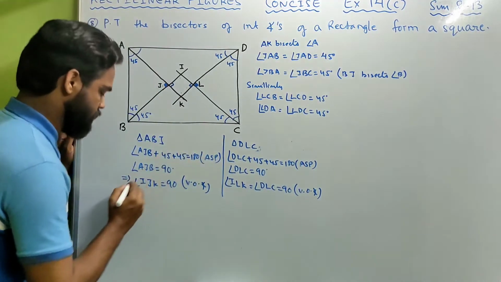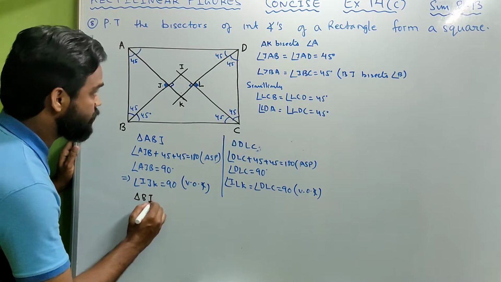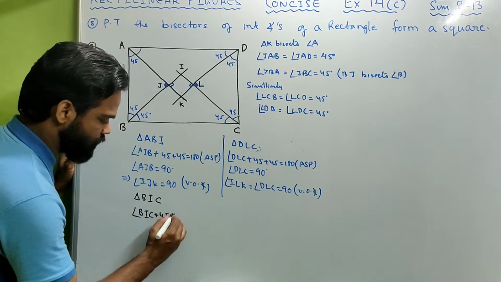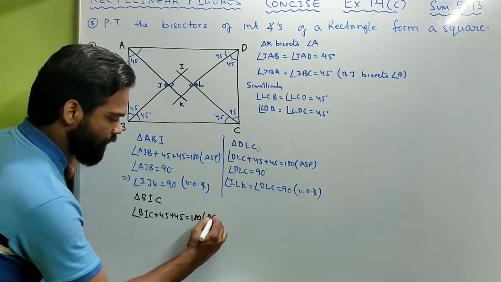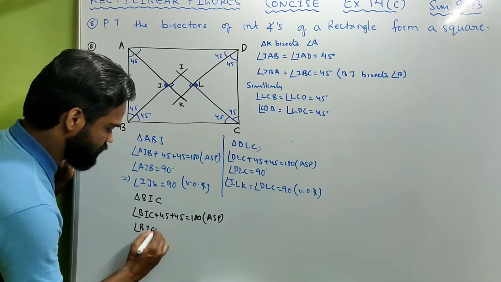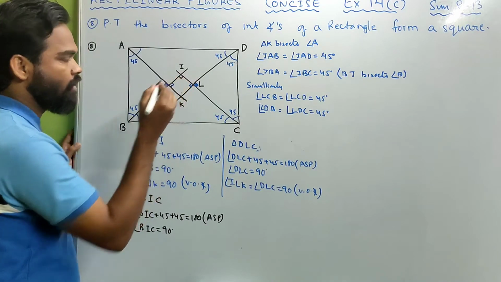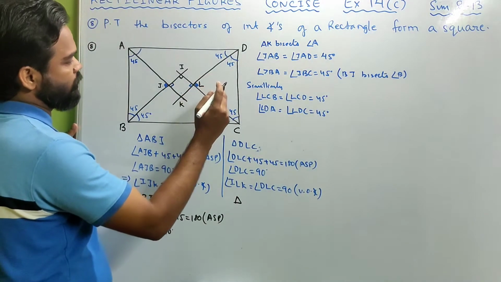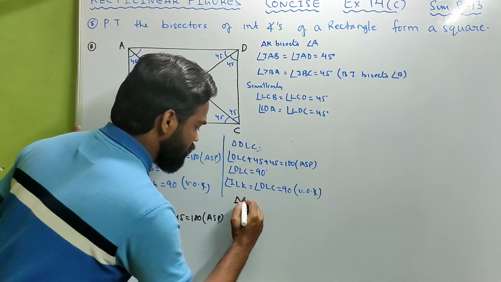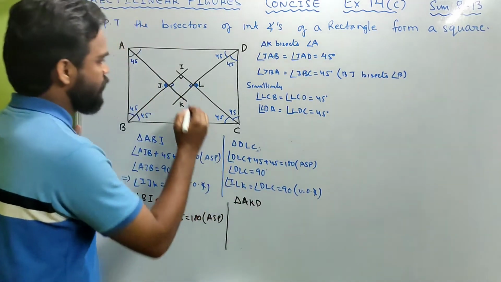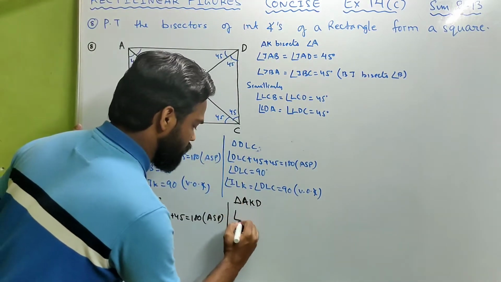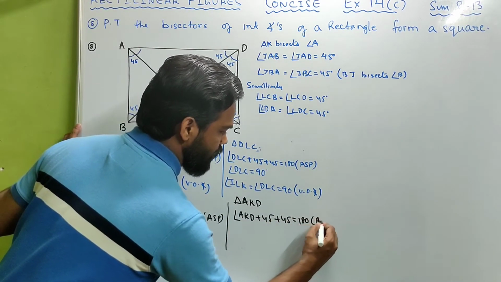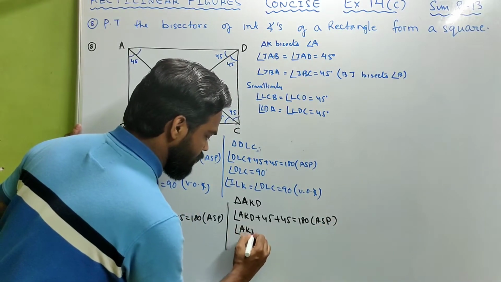Look at triangle BIC. So angle BIC plus 45 plus 45 equals 180. Same angle sum property, which means angle BIC equals 90 degree. So this we got 90. Okay. Then look at triangle, I should say, which triangle? AKD. Just look carefully. Angle AKD plus 45 plus 45 equals 180. That's angle sum property, which means angle AKD equals 90 degree.